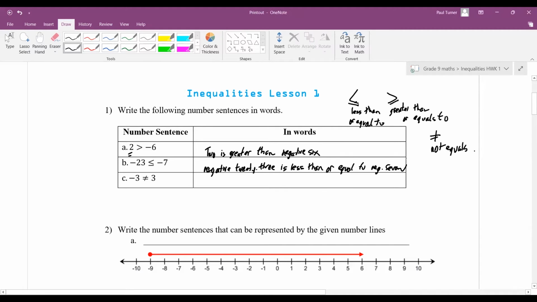And the last one, we can see that -3 is not equal to 3. So -3 is not equal to 3 for that first question.